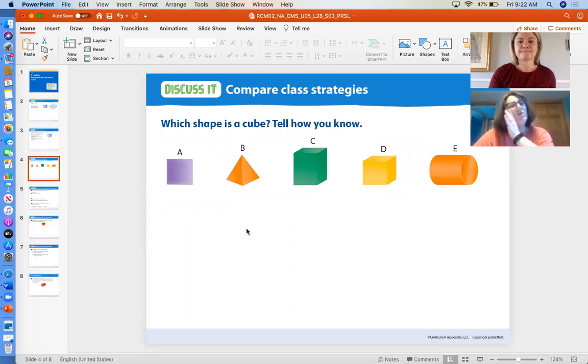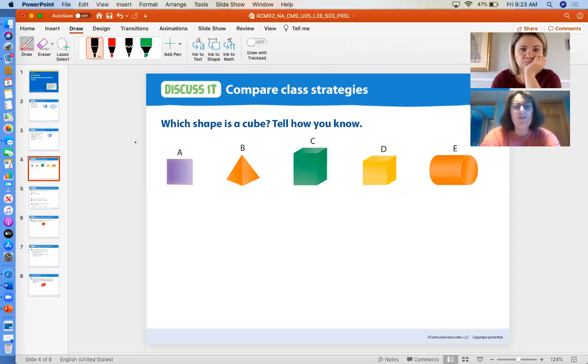All right, so now we're going to look at some shapes, and we're going to tell which shape is a cube and tell how you know. We're just going to talk about this and do this out loud. In the first one, it says A. We look at that, and right away we know it's not a cube because it's flat. It is a flat shape, a square, like the flat shapes we just finished talking about. So we know it's out.